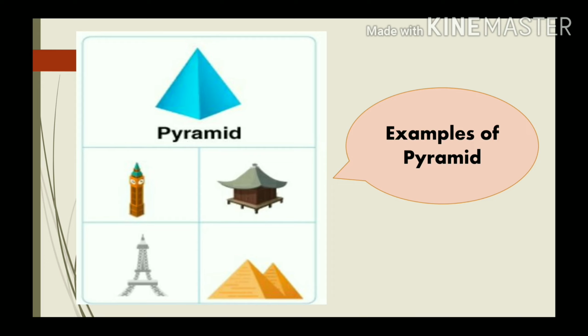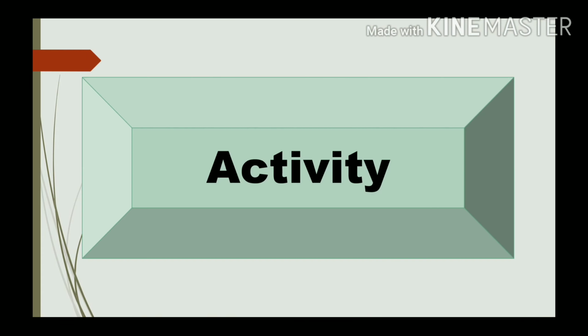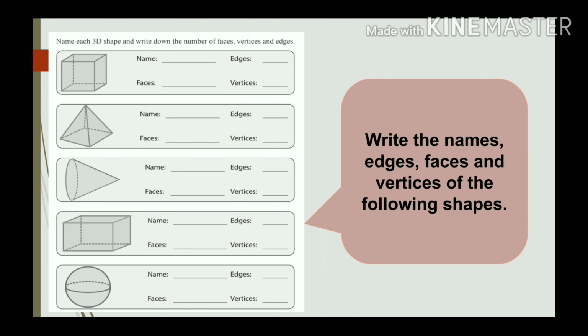So, students, I hope you have understood all the topics in this 3D shape and their properties also. Now, students, you have to read and learn the properties of 3D shapes, which are given in your book. Now at last, I would like to give you an activity. Here, students, write the names, edges, faces, and vertices of the following shapes. Some figures are given, and you have to identify the name of the shape and write their edges, faces, and vertices. How many edges, faces, and vertices does a 3D shape have?